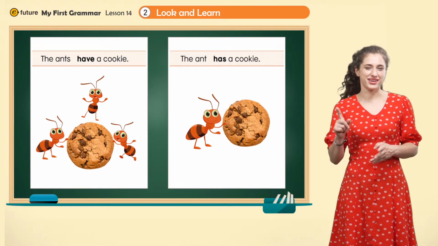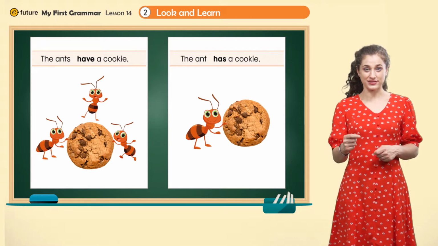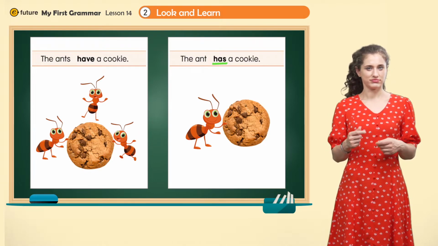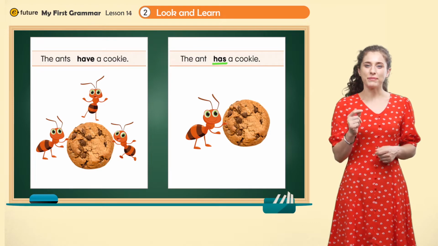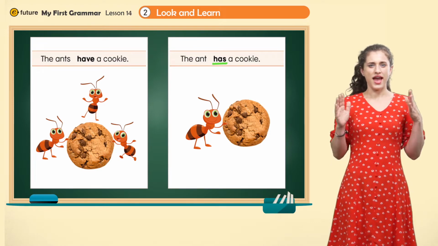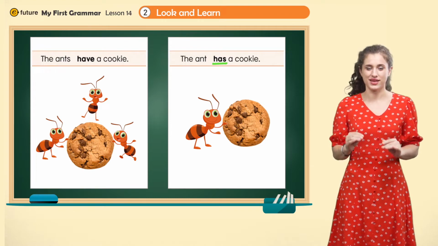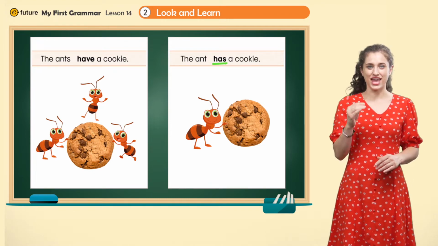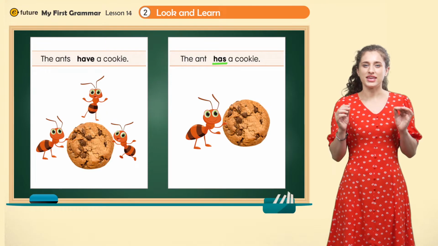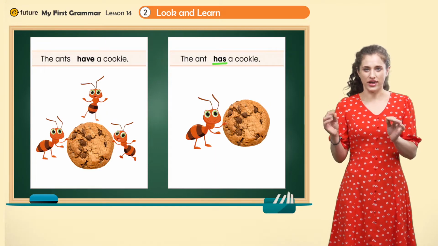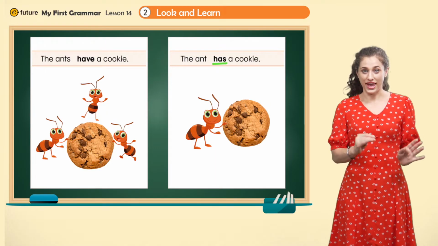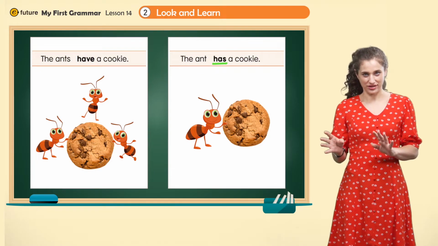Then how about this? The ant has a cookie. Ant. There's no S. That means one ant. After ant, one ant, we use has. The ant has a cookie. The ants have a cookie. The ant has a cookie.